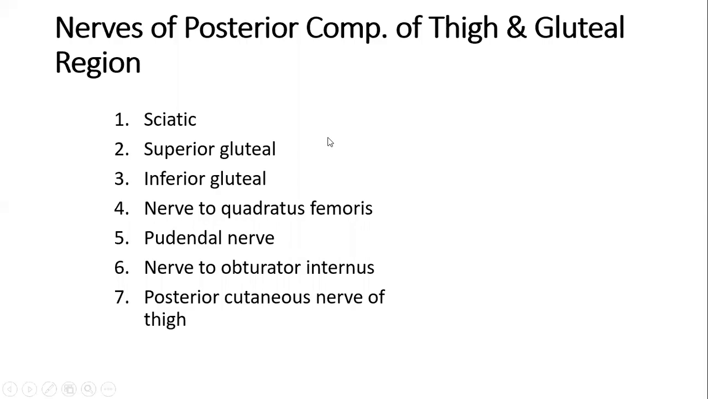Nerves of the posterior compartment of thigh and gluteal region include the sciatic nerve, superior gluteal, inferior gluteal nerves, nerve to quadratus femoris, pudendal nerve, nerve to obturator internus, and posterior cutaneous nerve of thigh. Some of these nerves we covered in our previous lectures. Today we shall be covering sciatic nerve, nerve to quadratus femoris, pudendal, and nerve to obturator internus.